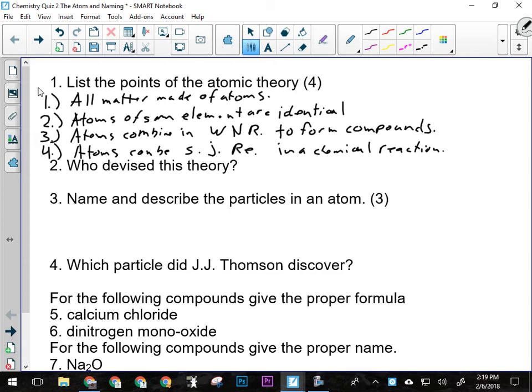Okay, question number 2. Who devised this theory? John Dalton. 1 mark. If they just wrote Dalton, that's fine too. We generally do everything by last name in science anyway.